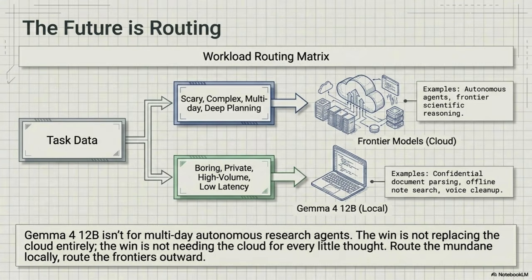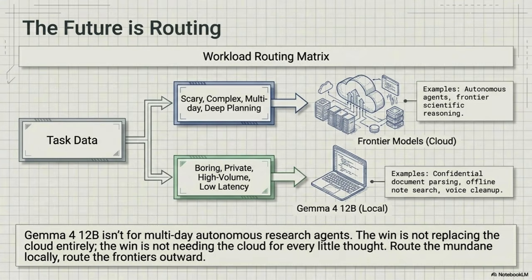So what does this all mean for developers? It sounds like it's all about routing. Routing is the perfect word for it. You let small local models handle the boring, private, high-volume work, while cloud models handle the scary, deep reasoning parts. Yes, but to implement that routing successfully, developers need to know how to actually test the local model without tricking themselves. Right, how to evaluate it.